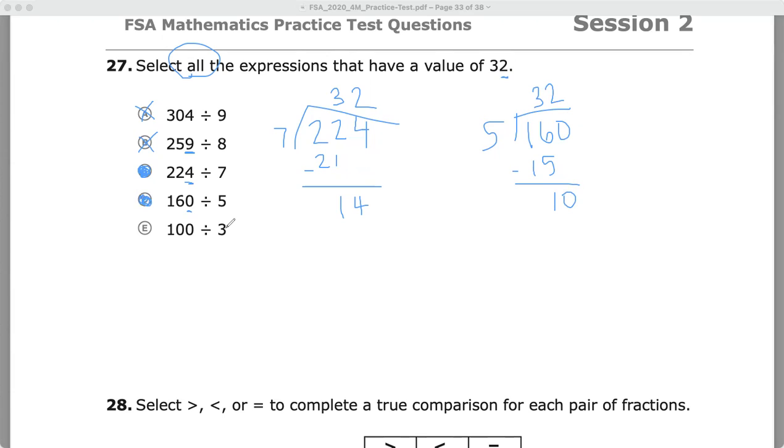And 3 does not go into any number ending in 0. It goes into 30 3 times, but not 2 times. Plus 3 times 3 is 99. So it doesn't go into 100 evenly. So that's a way that you can approach this without having to do extra math.